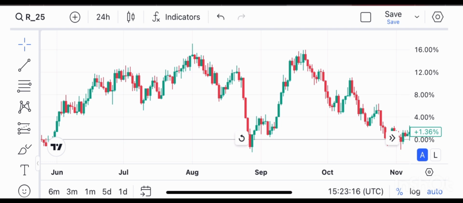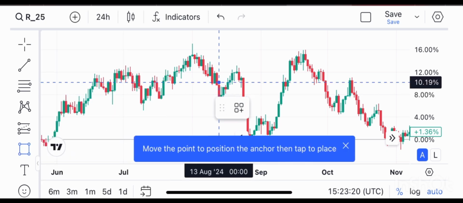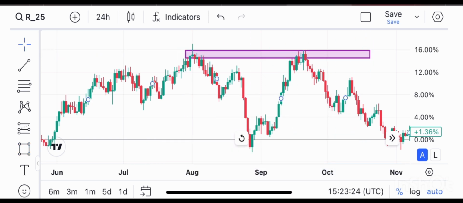So we can just put our zone tool around this place just to be able to mark out that resistance.